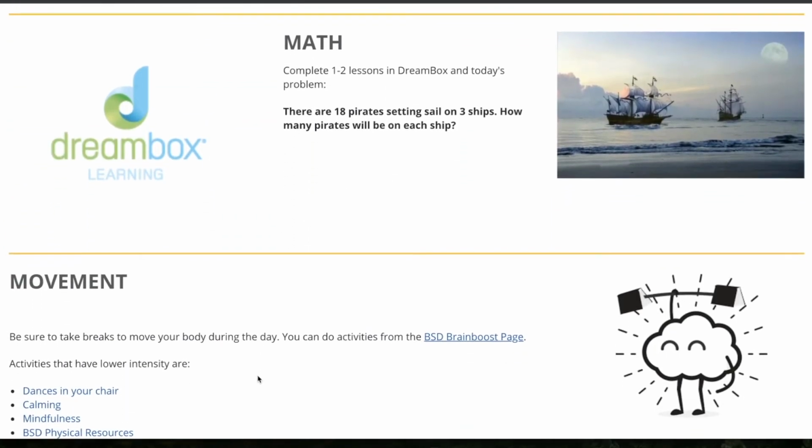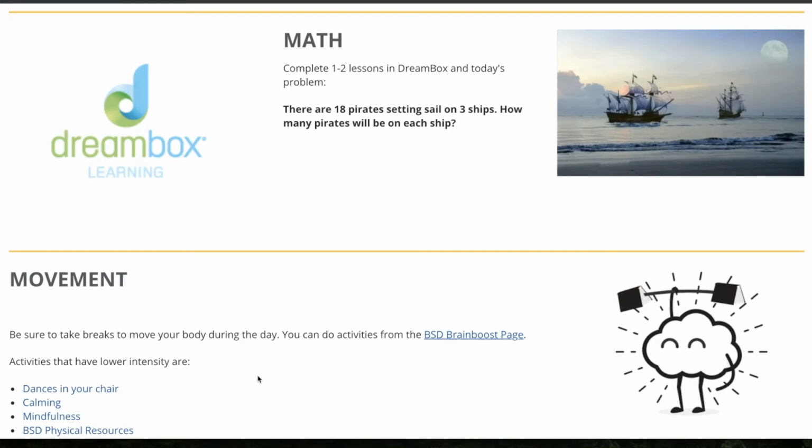And then in math today, of course, we're going to do our one or two lessons in Dreambox, and then we're going to look at today's problem. And today's problem actually has to do with pirates. So pirates who sailed hundreds of years ago. So here's the situation. There are 18 pirates, and they are setting sail, and they are on 3 ships. How many pirates will there be on each ship? So we're going to assume that we have the same number of crew on each ship. So can you figure out for me how many pirates would be on each of those ships?